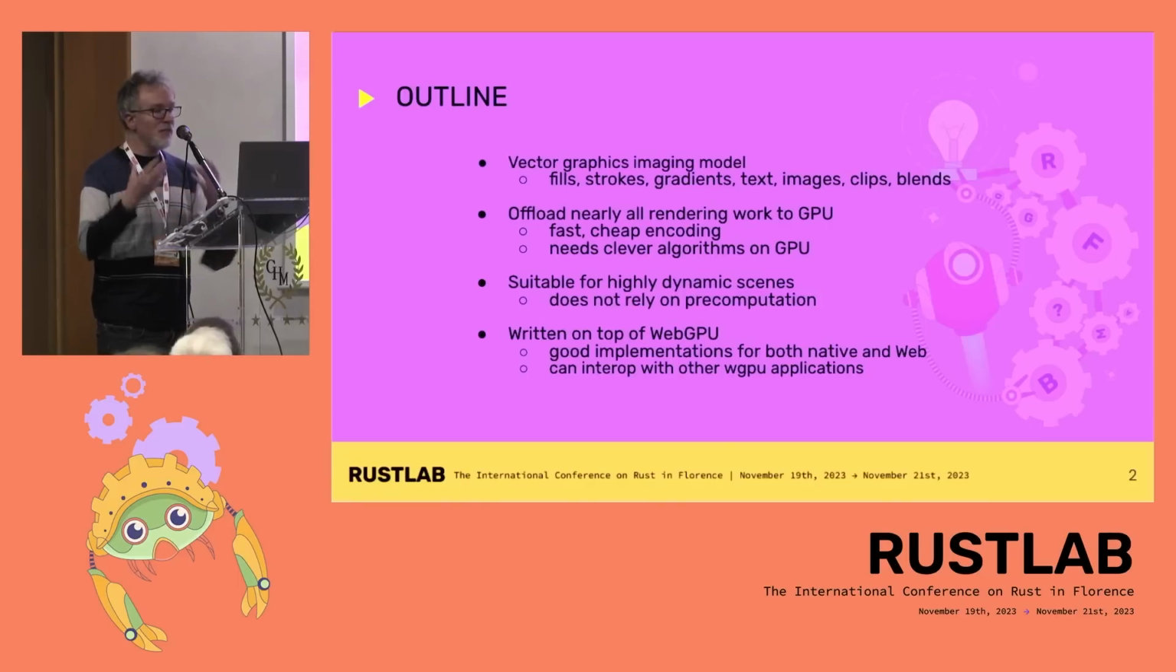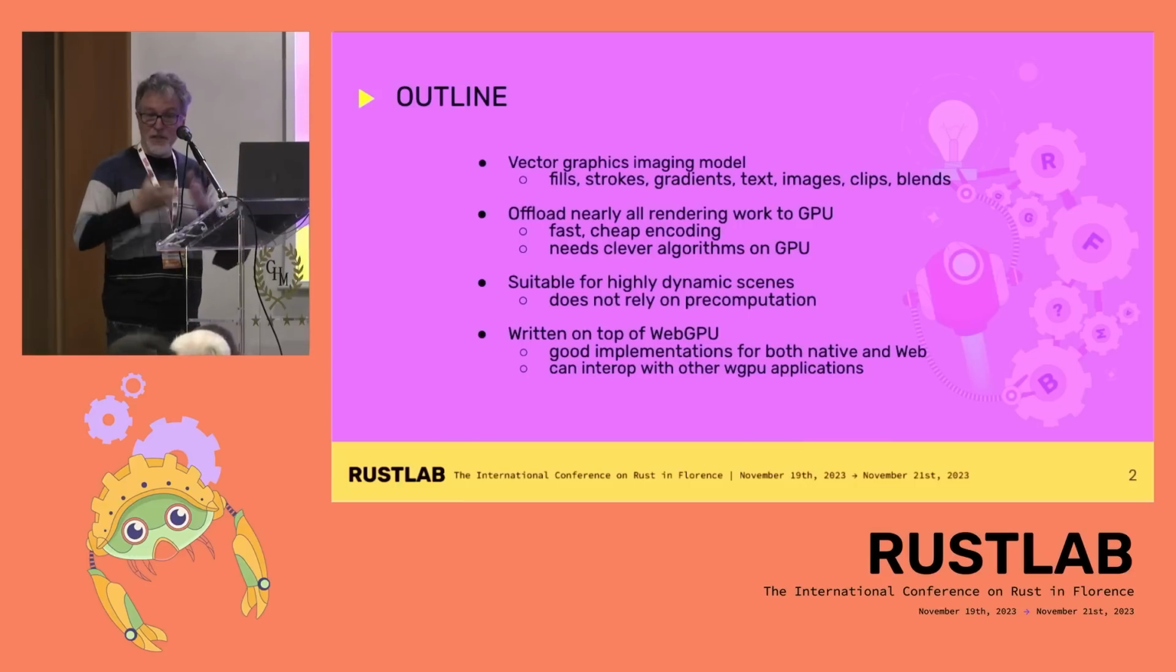So today, this evening, I'm going to talk about Vello, which is a project to do very high performance 2D graphics in Rust. So I'm going to be talking about the imaging model, the kinds of graphics that we draw, some of the goals behind the project. One of the goals is to take as much work off of the CPU and move it to the GPU. And that has a lot of challenges.